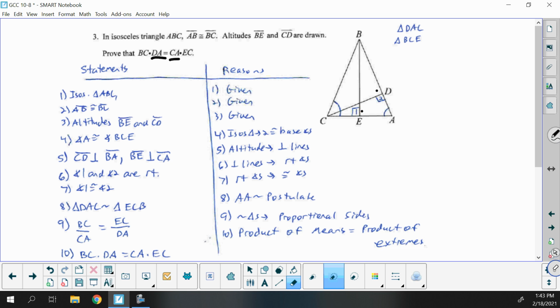Similar triangles implies proportional sides. Make sure your sides that are multiplying are diagonal from each other, and then product of the means equals product of the extremes.